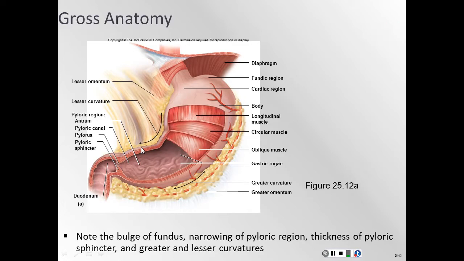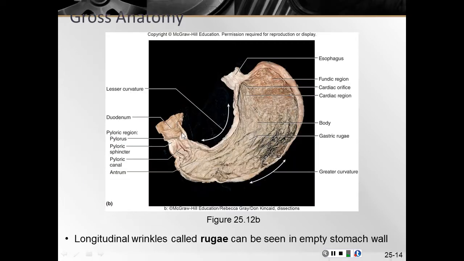Okay, so hope you guys remember the two regions. I gave you a minute or two while I was talking about something else. Do you remember the two regions of the pyloric region? It's the pyloric canal and the antrum. So here's our antrum, and here's the pyloric canal. I notice that the pyloric region is a lot narrower, but its sphincter is a lot thicker than the cardiac sphincter up above. And here's another diagram of the stomach, and these little longitudinal folds or wrinkles are called rugae, and you only see them on an empty stomach.